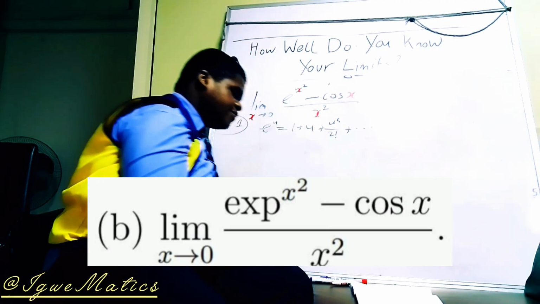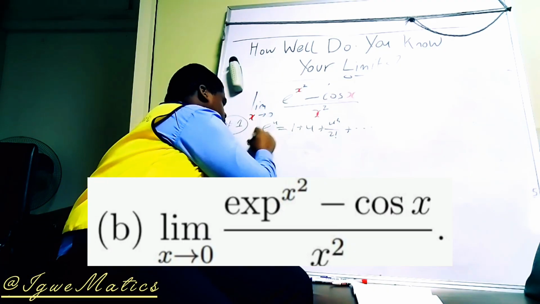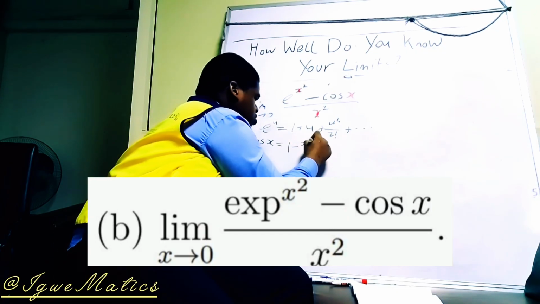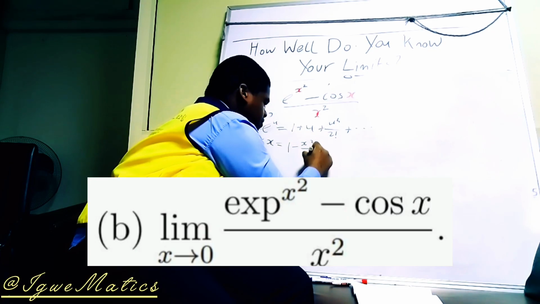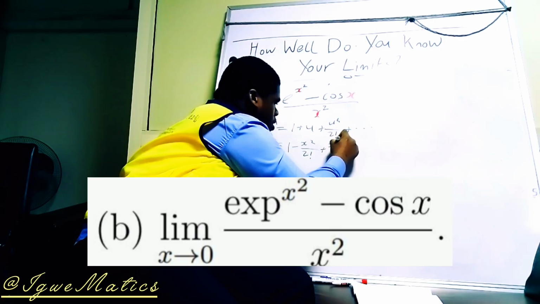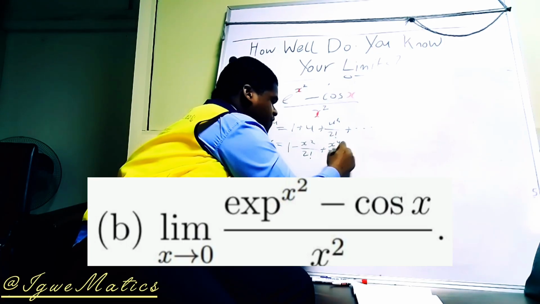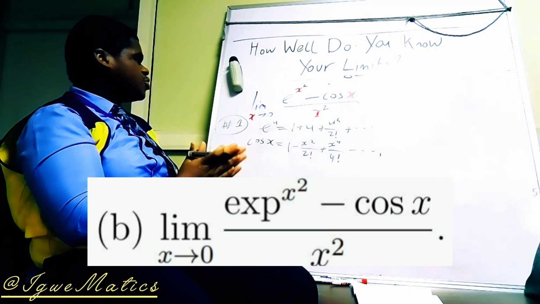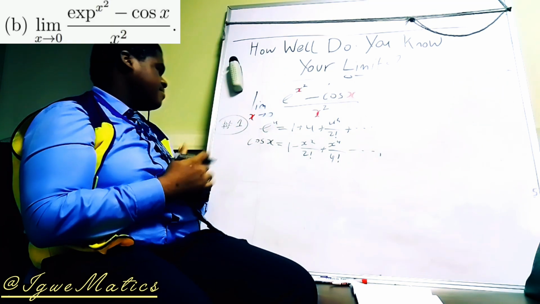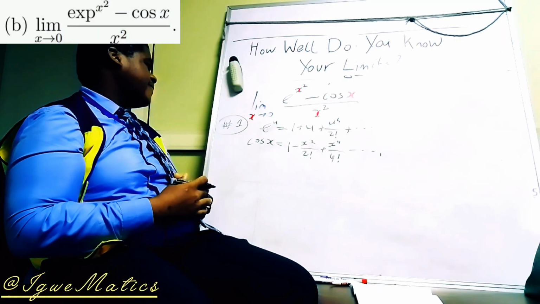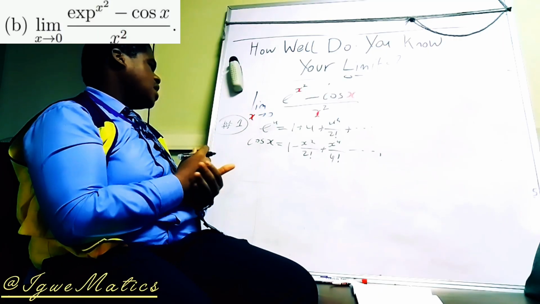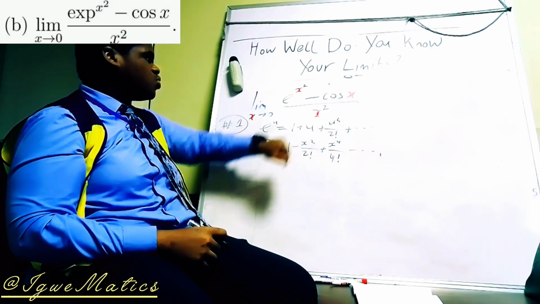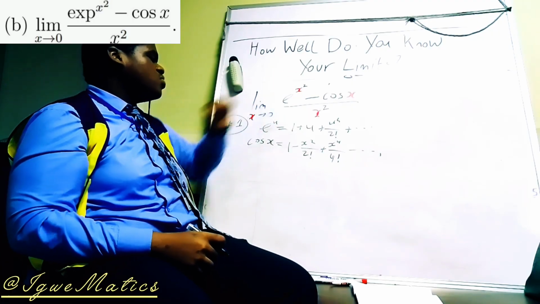We have a standard Taylor series for cos x. So cos x is equal to 1 minus x squared divided by 2 factorial plus x to the power of 4 divided by 4 factorial minus dot dot dot. Those are the two functions we need: e to the power of u and cos x. Now let's substitute u equals x squared, because here we have e to the power of x squared and not e to the power of u.